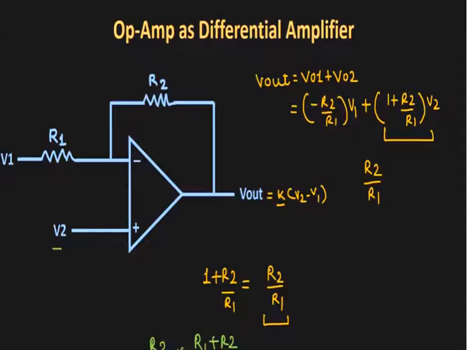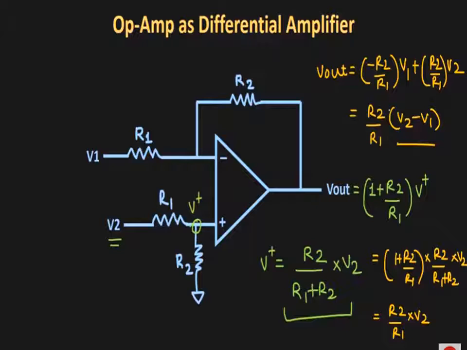Next the output is V02. Since I have given the input to the non-inverting terminal, I can write the output as 1 plus R2 by R1 into V2. I explained how I have obtained this R2 by R1 and this 1 plus R2 by R1. What I want to get is the difference between the inputs on the output side. So I want to eliminate this 1 plus R2 by R1. What am I going to do? 1 plus R2 by R1 should be eliminated with R2 by R1. In the next slide I will explain how we are going to do that.